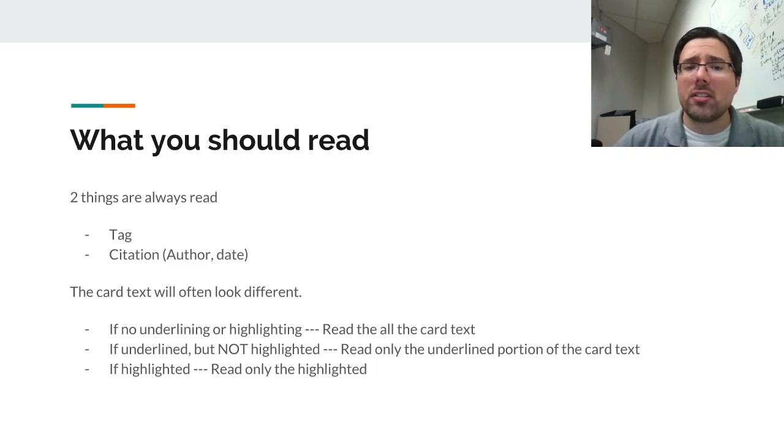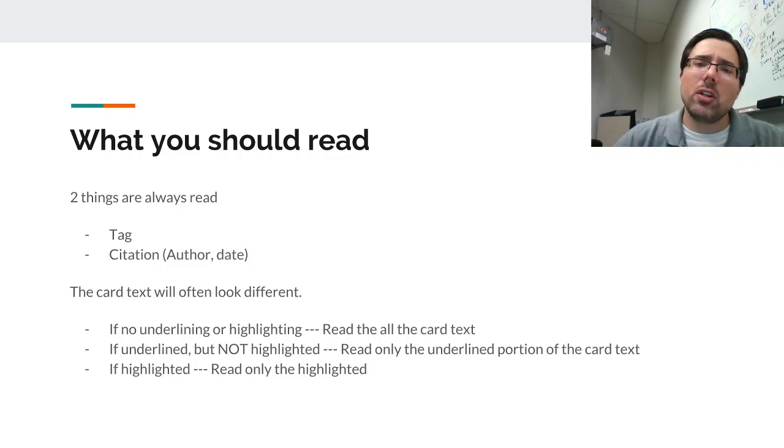There are two parts of any card that are always going to be read. The first is the tag. You're going to read the entirety of the tag. The second is the citation. Now, in college debate, generally we stick to just saying the author and the date of publication. Some regions, if you're debating in front of parents or something like that, you might want to put qualifications in there, and some leagues have certain requirements for what you say. But for the most part, just know that author and date will generally be sufficient.